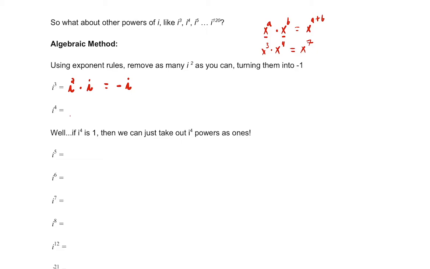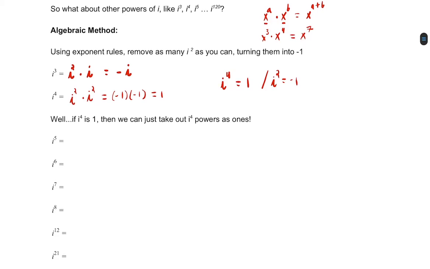i to the fourth is i squared times i squared. -1 times -1 would be equal to 1. So that's probably the first really interesting result, that i to the fourth is the same thing as the number 1. And so we've got two really important tricks we can use. If we know that i to the fourth is 1, and we know that i squared equals -1, we can quickly figure out any additional powers of i.